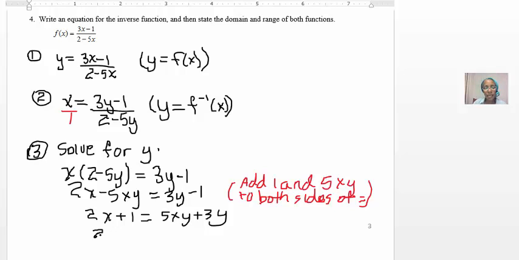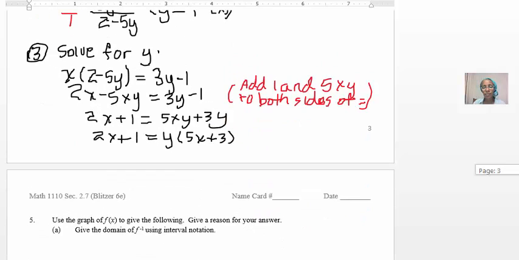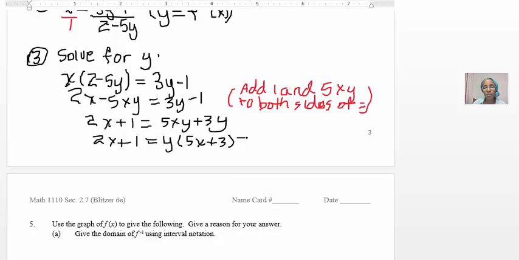And because I have two terms that have y in it, I'm going to factor that y out. I'm going to use the distributive property here to factor that y out. And then I'm now going to divide both sides of this by 5x plus 3. So 2x plus 1 over 5x plus 3 is y, and remember this y was f inverse. So I now have found f inverse.